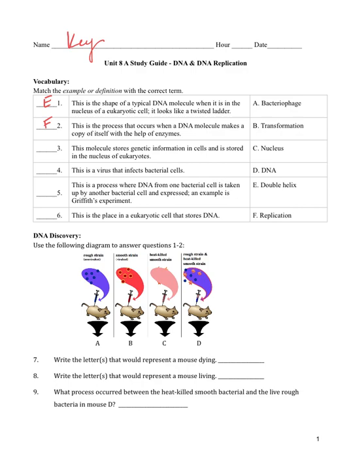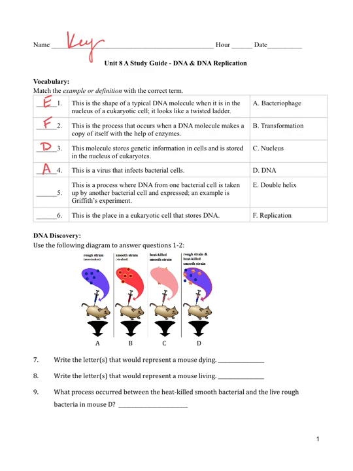Number 3. This molecule stores genetic information in cells and is stored in the nucleus of eukaryotes. So this is DNA, right? That's the name of that molecule, and so the letter answer is D. Number 4. This is a virus that infects bacteria cells. So those are referred to as bacteriophages, so the letter is A.